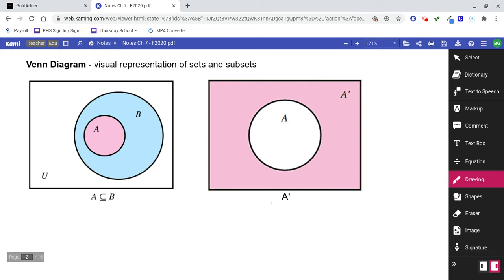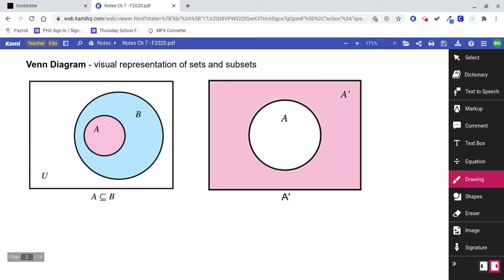A Venn diagram is a visual representation of sets and subsets. When most people think of a Venn diagram, they don't really see this picture, but these are Venn diagrams. This one over here in particular shows a subset. Set A is a subset of set B. Notice it's contained completely inside.